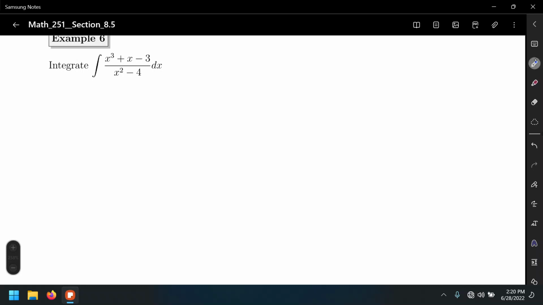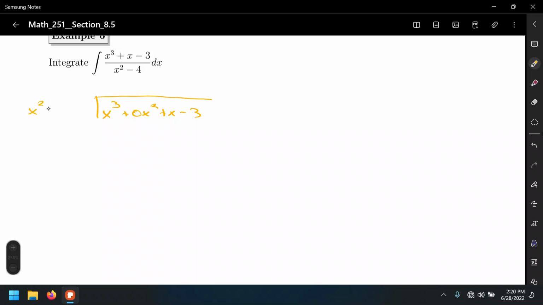So let's set up the polynomial long division. That'll be x cubed plus 0x squared plus x minus 3, divided by x squared plus 0x minus 4. And to do polynomial long division, recall we divide the leading term of the dividend by the leading term of the divisor. So x cubed over x squared, that's going to be x. Let's write it down on top of the power of x's.